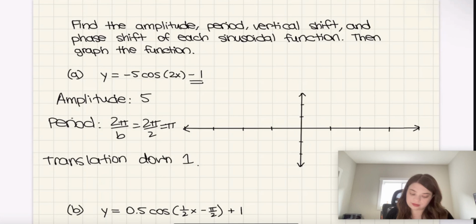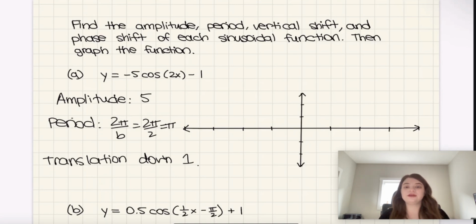And then also the phase shift. There is no phase shift. If there were a phase shift, it would be in these brackets, and there's nothing in these brackets other than the 2. And that 2, because it's multiplied to x, indicates a change in the period length rather than a change in our phase shift.